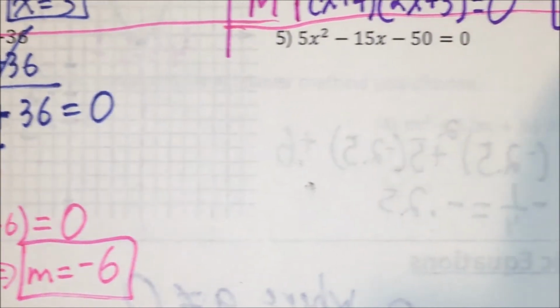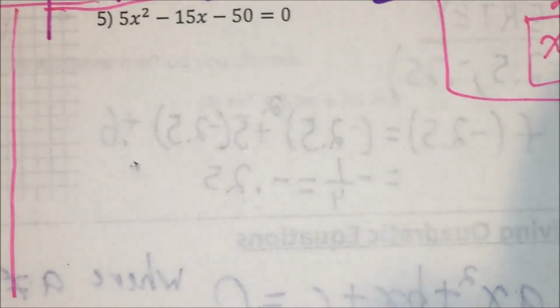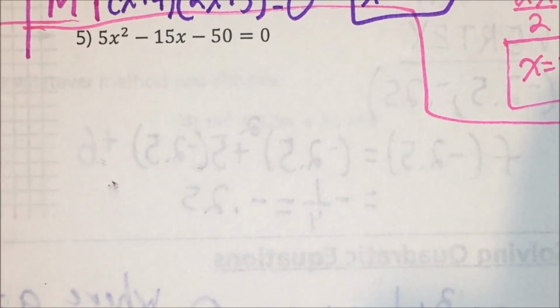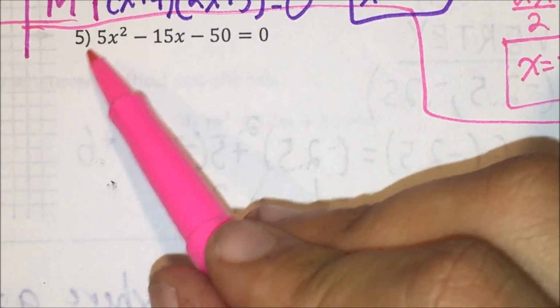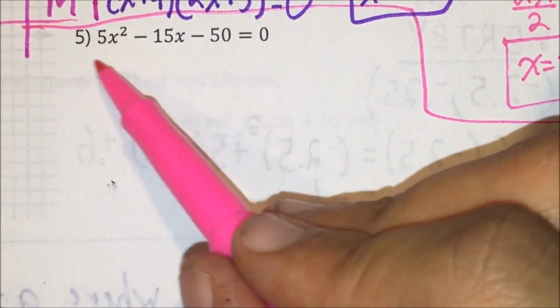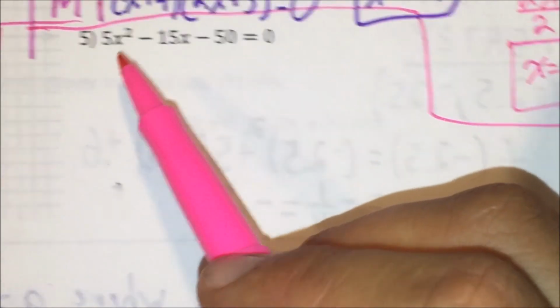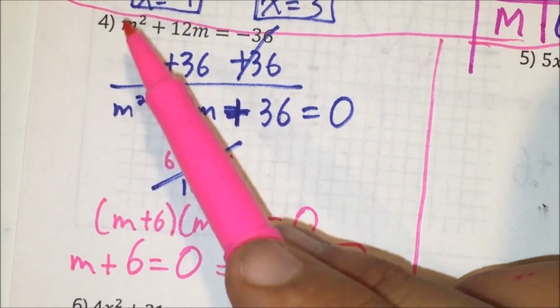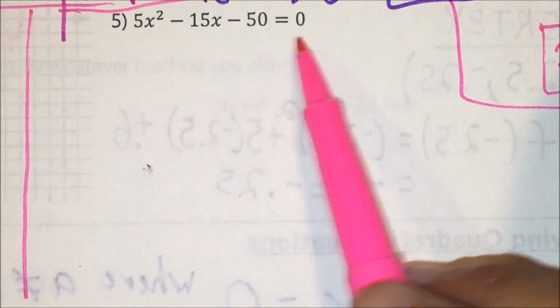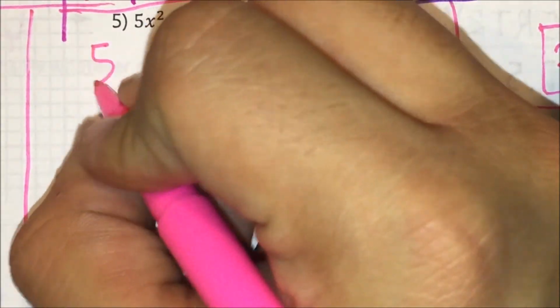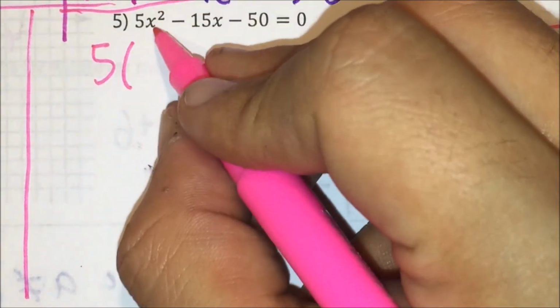Okay, let's look at number 5 here. Okay, so number 5, again, we notice that we have a number in front of our x squared term, and that's kind of a problem. Because again, in order to use this method over here, we only had to have 1 in front of the squared term. So here what we're going to want to do is let's factor out a 5. Because we notice 15 and 50 are both multiples of 5.